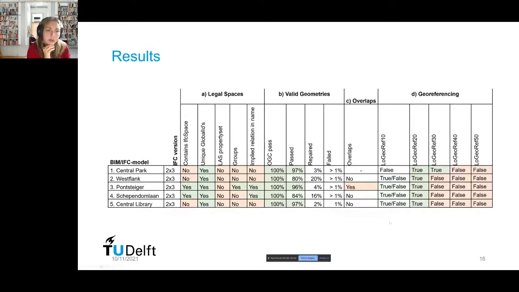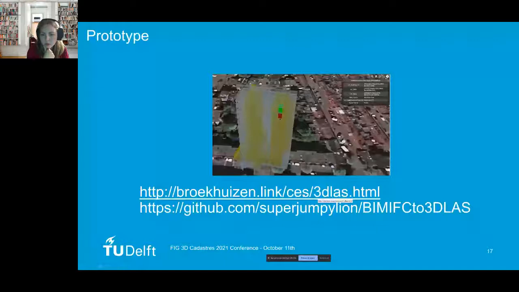The georeferencing was also not possible with all of the models. Some contained some information and a reference point in the BIM IFC model, but they were missing information about the transformation or scaling of the model. The results can be seen at this link. I will skip this for now because of the time. It's a simple visualization, but the focus was on the validation.